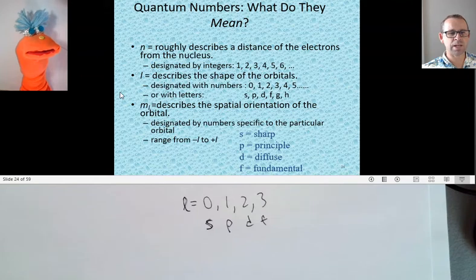And these letters, S, P, D, and F, are from initial descriptions of the atomic spectra, the different colors that these different elements would release. Sharp, principal, diffuse, fundamental. But we don't have to remember those words at all. In fact, because L values represent the shape of the orbital, oftentimes people think the letter S stands for spherical. And that's fine. You can think of that as being spherical because orbitals that have an L value of 0 are spherical.